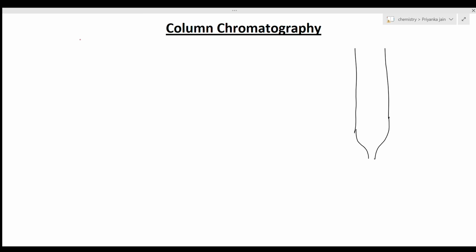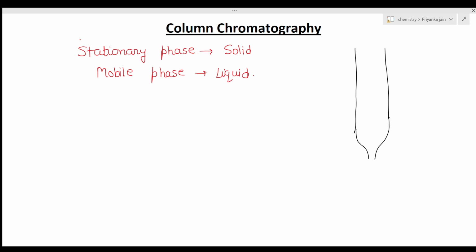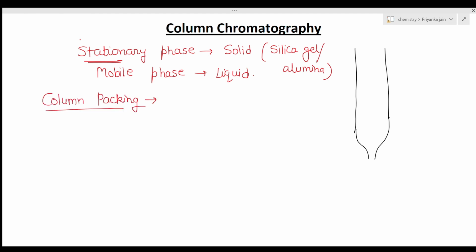In column chromatography, the stationary phase is generally solid and the mobile phase is a liquid. Most commonly, for the stationary phase, we use silica gel or alumina as the solid phase. So in the stationary phase, we use either silica gel or alumina. First of all, we have to see the column packing, how the column is packed. So in column chromatography, what you will see? Firstly, we take a column like this.